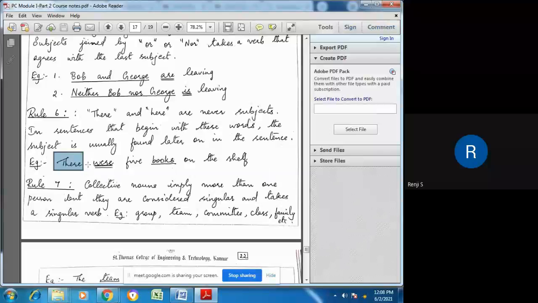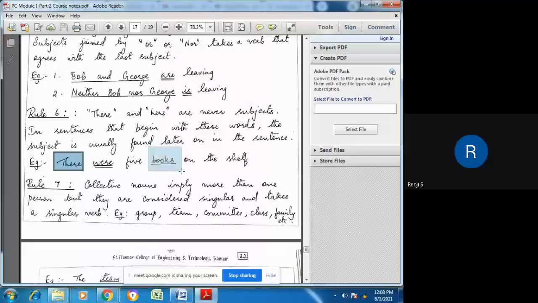For example, there were 5 books on the shelf. So what is the subject? What we are speaking about is the books, isn't it? So our subject is books. In that case, the verb will precede the subject. So there were. You cannot use was. Were is plural and was is singular. So books is the subject. Since books is plural, the verb should be plural.